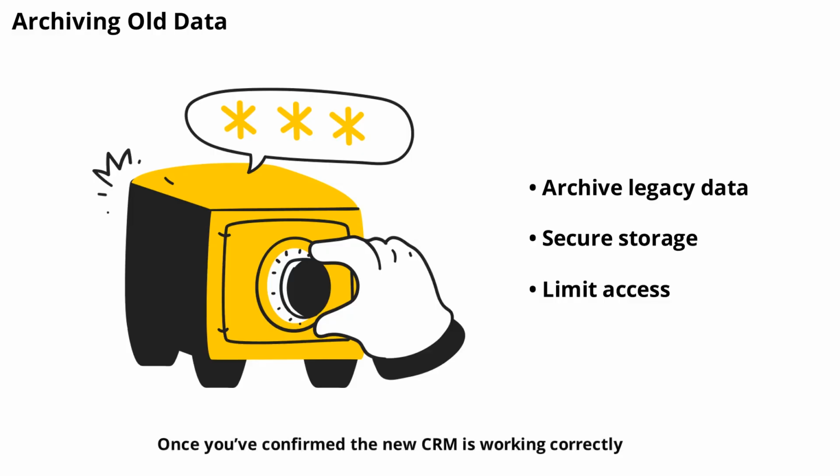Once you've confirmed the new CRM is working correctly, consider archiving your old data. Store it securely in case you need to reference it in the future. Make sure archived data is protected and only accessible to authorized personnel. Archiving helps you maintain compliance and reduces clutter in your active systems.